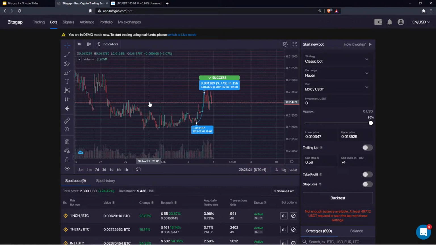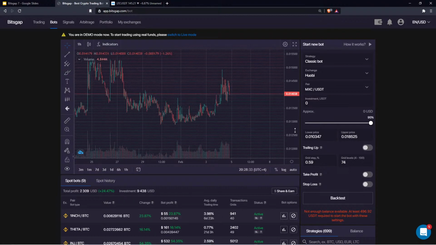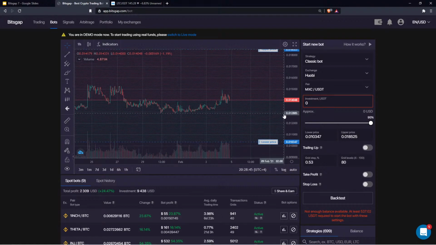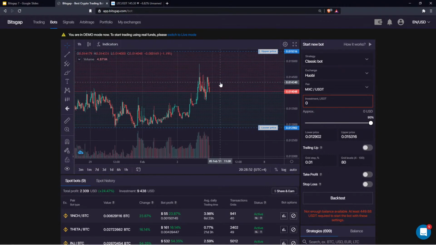So that means when you see a coin like this, and the intraday volatility is around 6% or something, then it makes more sense to stick with a number of grid levels above 60. So 70 or 80 would be enough, because we just want the price to seize as many grid levels as possible.